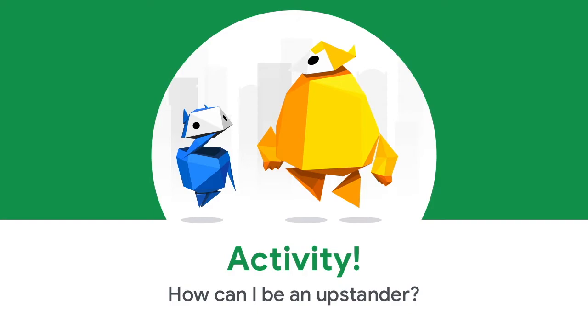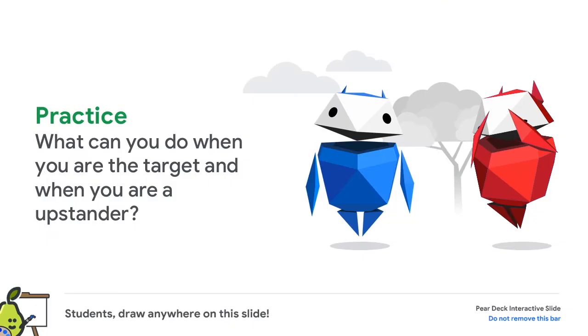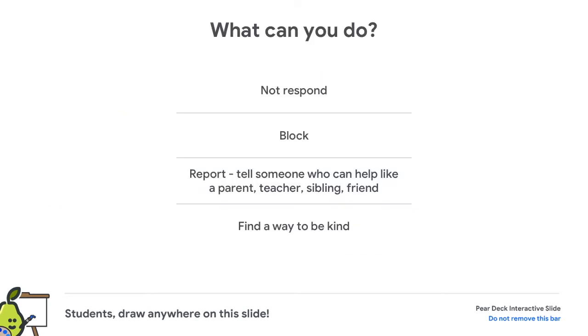So how can you be an upstander? What can you do if you are a target of a bully or if you are a bystander and want to be an upstander? What can you do? Well, sometimes it's best not to respond directly to the bully, but you can also report them. Okay, so if you're nervous to respond to the bully, you can also report them.